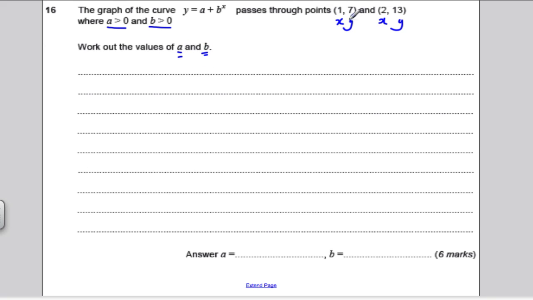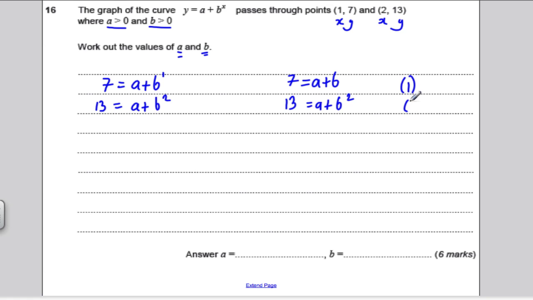So let's just substitute numbers into this equation and see what we get. X is 1, y is 7. So we get 7 must be a plus b to the 1. And b to the 1 is just b. So 7 equals a plus b. Sticking in 2 and 13, we would get 13 equals a plus b to the 2, so we would get 13 equals a plus b squared.